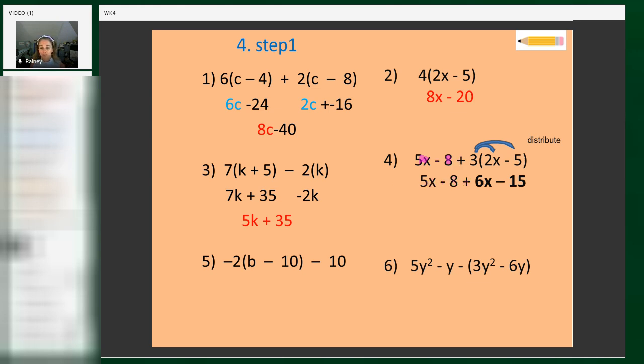In other words, put x's with x's. Catch your signs. And we got constants with constants. Be careful with your signs. Ooh, this is a good one.